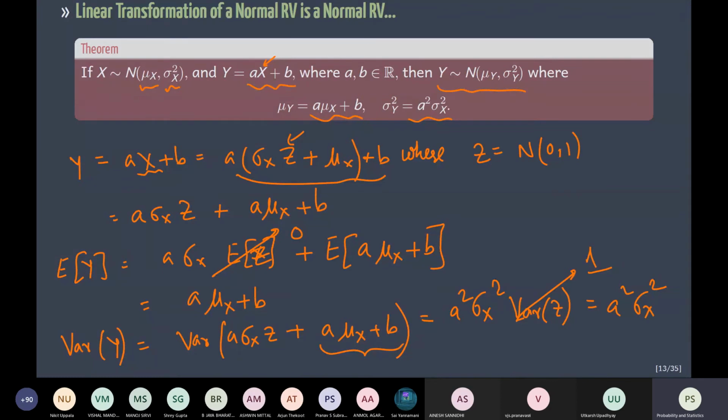So from here we can write down that y is indeed a normal, and it can be seen as a normal with parameters a mu x plus b and a square sigma x square. Okay, so what I will do next is something called the gamma distribution, and the gamma word that you know is also somewhat related to the gamma function that you may have seen before.